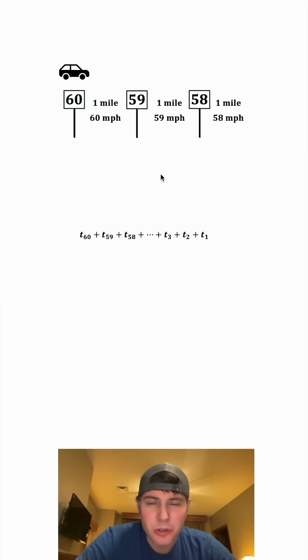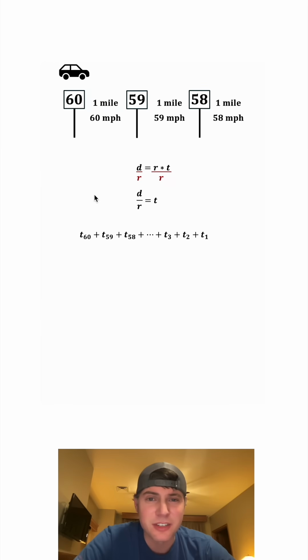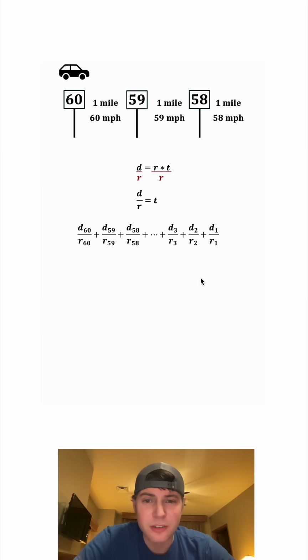So first, to find the total time, we have to add up all 60 of these intervals. So we know the distance for each of them and we know the rate for each of them, but we don't know the time. Luckily, we can use the formula distance equals rate times time. And if we divide both sides by rate, we get time is equal to distance over rate. So instead of time sub 60, we can rewrite this as distance sub 60 over rate sub 60. And we can rewrite all of these times as distance over rate.